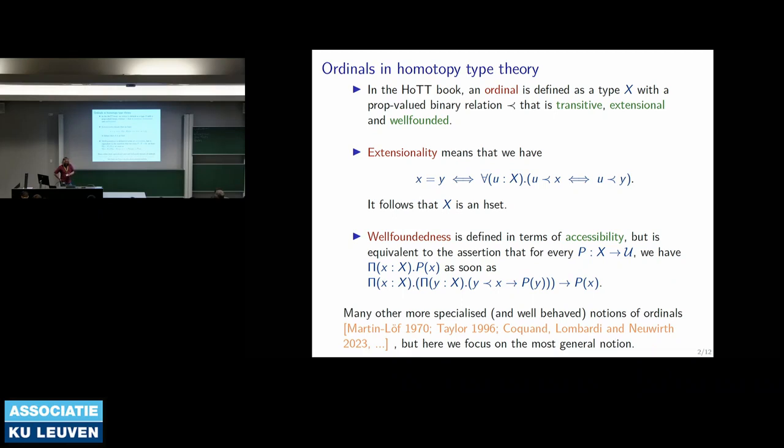And well-foundedness you can phrase positively in terms of accessibility, and an equivalent way to phrase it is to say that transfinite induction is valid. So if you want to show for all x, P of x, then it's enough to show it assuming that you already know P of y for all smaller y. So that's one way to phrase well-foundedness. And I should say that there are many other definitions of ordinals that you might want to use in type theory, but here I would like to focus on this most general and, in some sense, least well-behaved notion. It's also the one that perhaps most directly is the same as the classical definition.